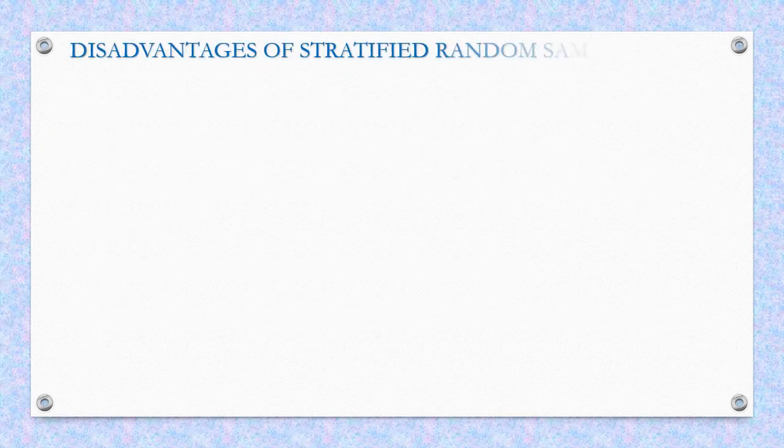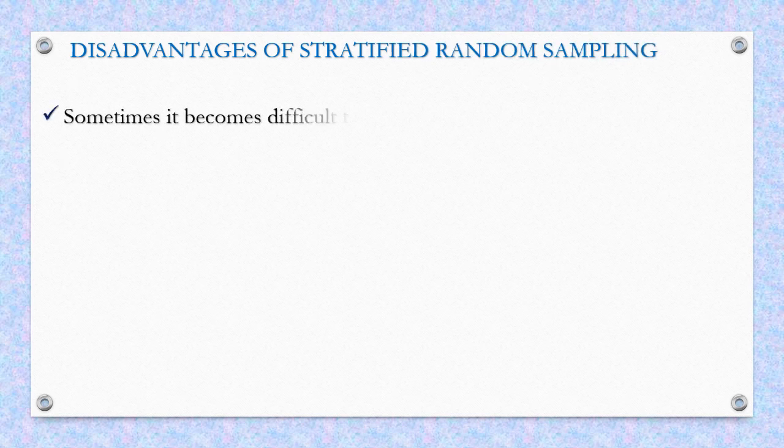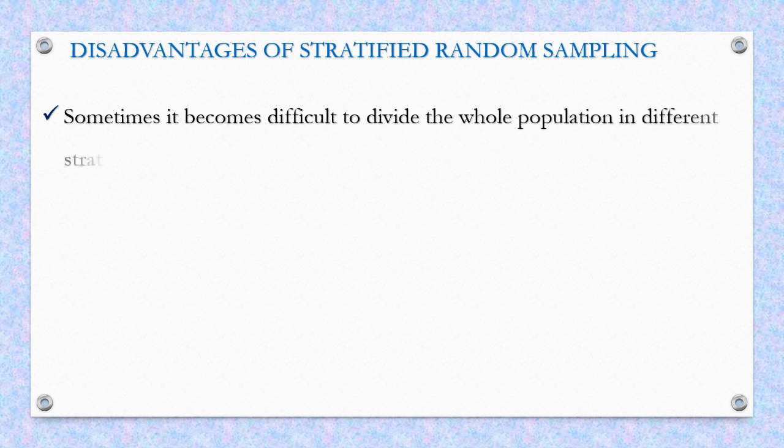Disadvantages of stratified random sampling. Sometimes it becomes difficult to divide the whole population in different stratas. It is not always, we cannot say that it is always easy to divide people according to the different characteristics. Sometimes the characteristics are vague. They are not that easy to differentiate between themselves. So it becomes difficult to divide them.